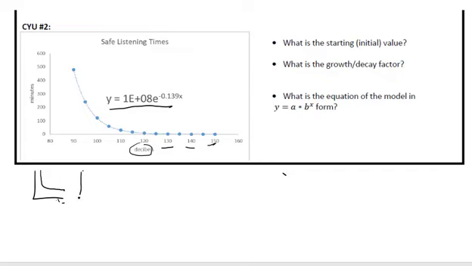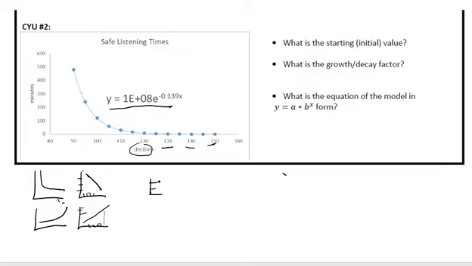Exponential decay looks like that. Linear decay looks like this. In other words, when the input goes up, the output goes down, right? Exponential growth looks like this. Input goes up, output goes up. And linear growth looks like this. Input goes up, output goes up. All right, the starting value. Well, let's look at what this means.